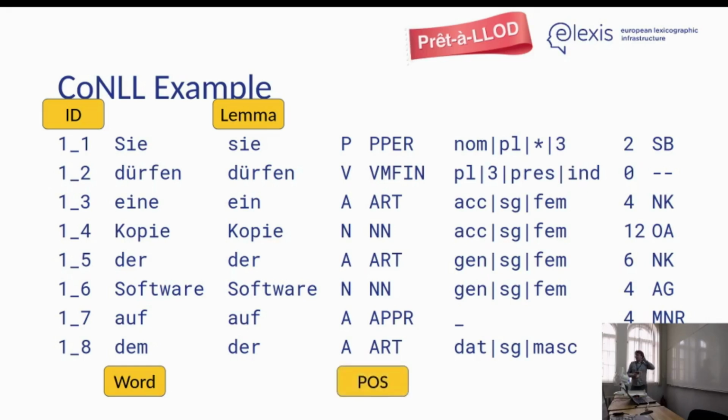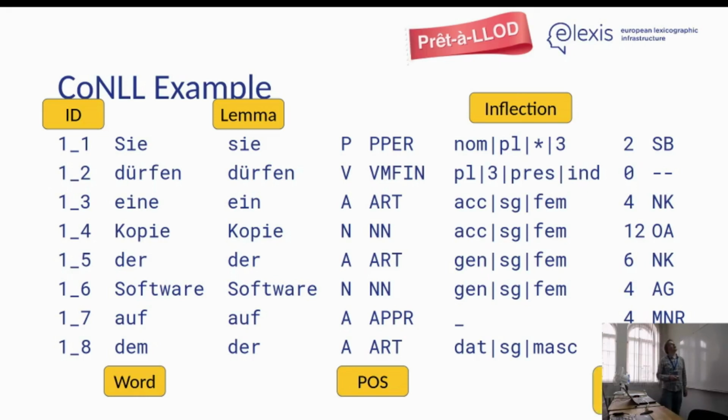We then have the part of speech. Many CoNLL formats use a coarse and a fine part of speech. So we have a coarse part of speech here, verb, and a fine part of speech, verb modal finite, I guess is VMFIN. We then have some kind of inflectional information. So we can say, for example, here dürfen is plural, third person, present indicative. So it gives us an idea of which form of the verb we're using.